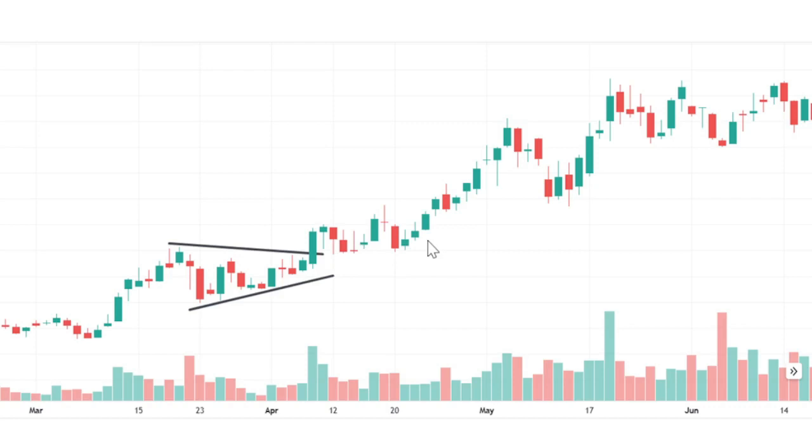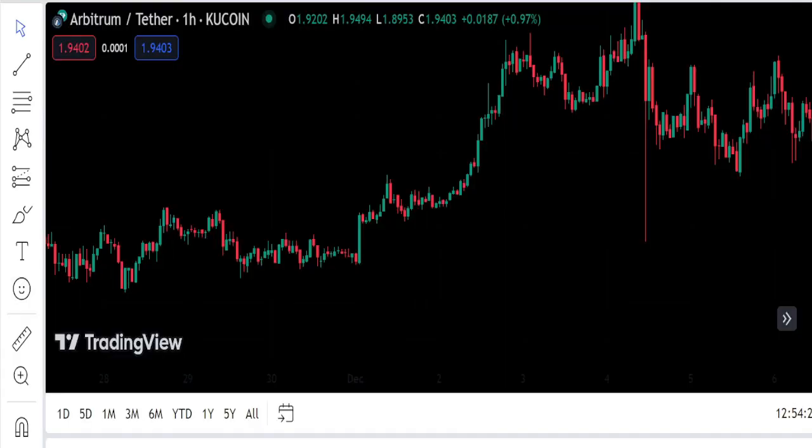So let's see a live example first of a bullish pennant. Once again, here is our chart. So let's see if we can spot a bullish pennant.